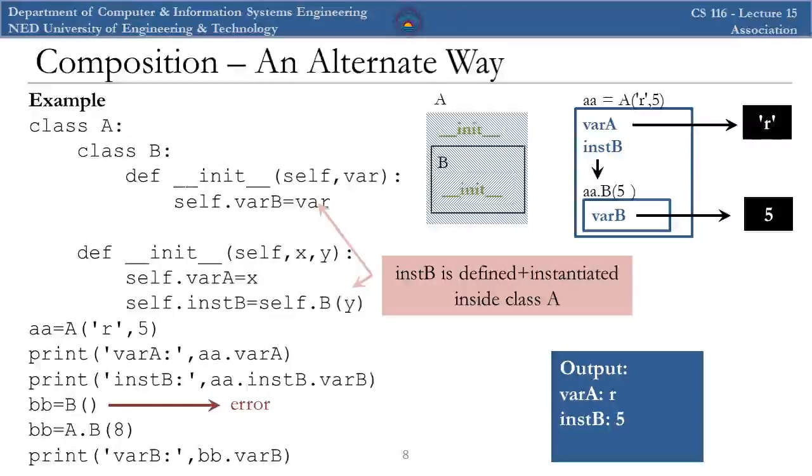Now if you try to access BB dot variable B, what should it print? It should print 8 because we instantiated it with that new value 8. So here it is printing 8, right? So the only difference this alternate way of composition makes is that since you are embedding the class definition within another class along with instantiation as well, you won't be able to instantiate any object of class B independently. Like in the last case you could do that, but here you cannot do that.